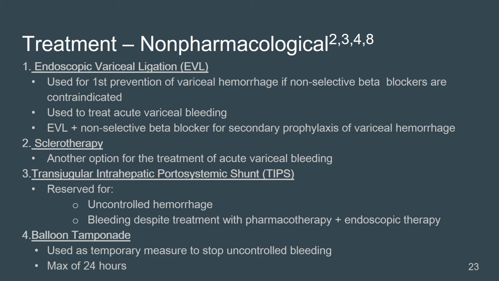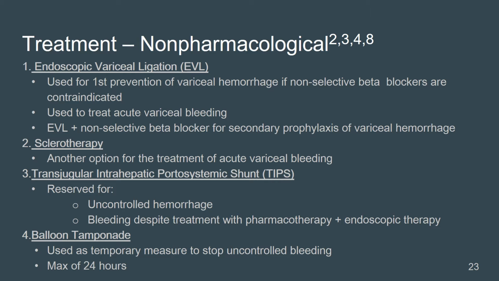The first one is EVL. This is just basically banding, and it's used for first prevention of variceal hemorrhage if non-selective beta blockers are contraindicated. Also used to treat acute variceal bleeding, or in conjunction with non-selective beta blockers for secondary prophylaxis.